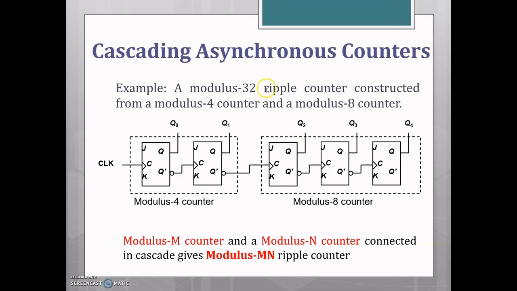Similarly, a mod 32 counter can be constructed by cascading a mod 4 counter and a mod 8 counter. Since a mod 4 counter has 4 states, you will have only 2 flip-flops. And since it is a mod 8 counter, you will have 8 states, so it requires 3 flip-flops. The output of the last flip-flop in the first stage is acting as a clock for the input of the next counter.